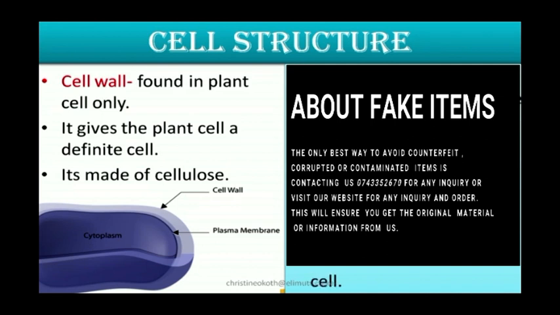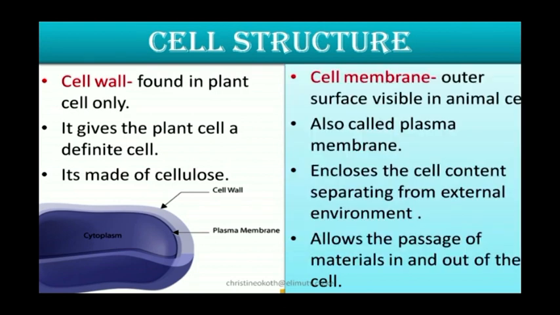Then the next structure is the cell membrane. The cell membrane is found in both the plant and the animal cell. This is the outer surface, which is very visible in the animal cell. Another name for the cell membrane is the plasma membrane. And this one acts as a housing. It houses all the contents in the cell. So it encloses all the cell content and separates it from the external environment.